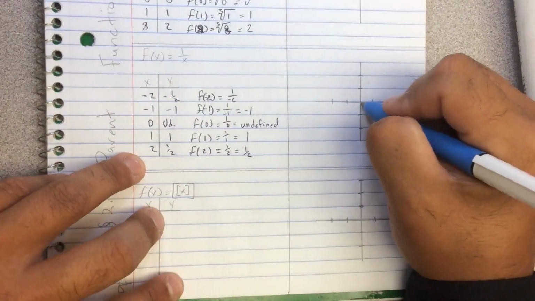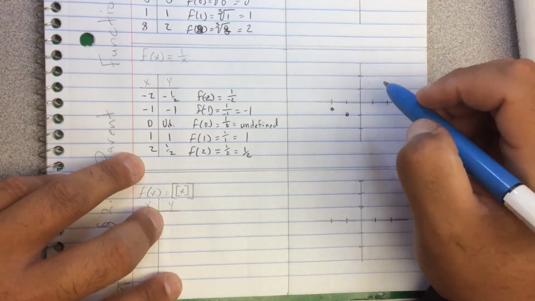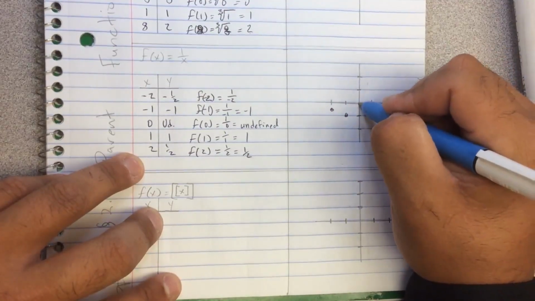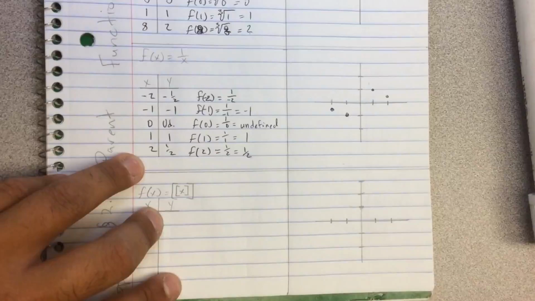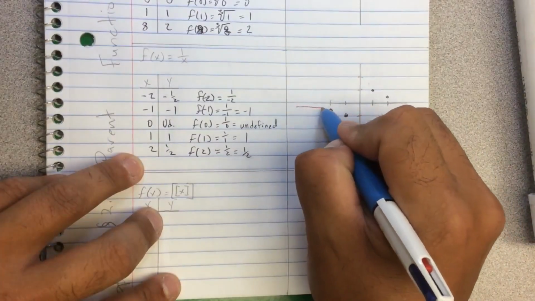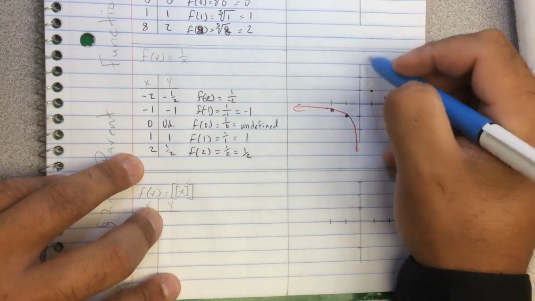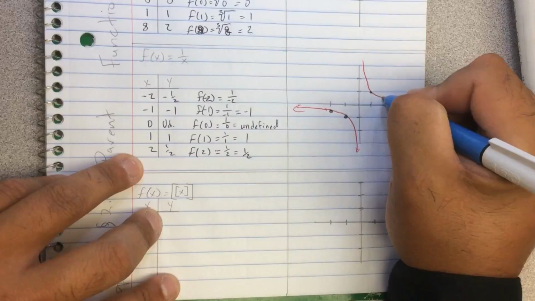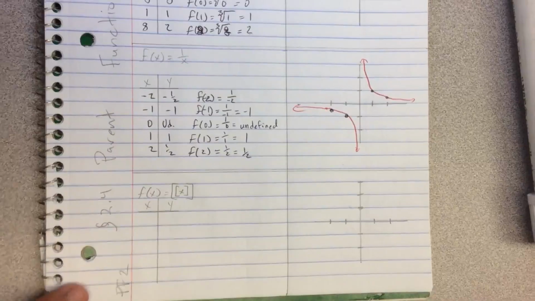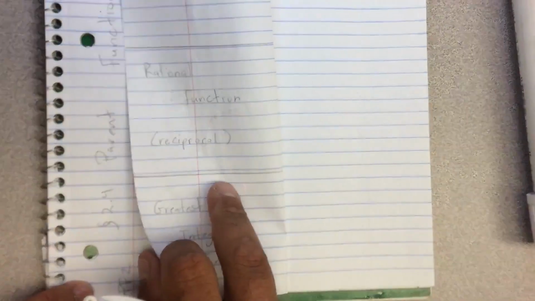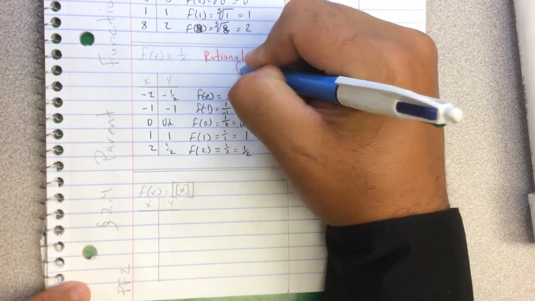So same thing with this one, we go ahead and graph. We have -2, -1/2; -1, -1; 0, undefined; 1, 1; and 2, 1/2. So the way this graph looks, it looks like this. It gets as close as it can to 0, and then it goes all the way down and gets as close as it can here. And this one comes from above, goes all the way there, and goes like this. Okay. So this once again was called the rational function.